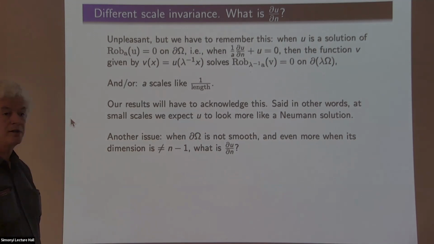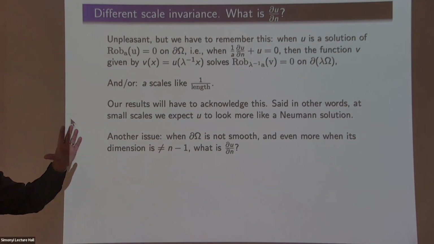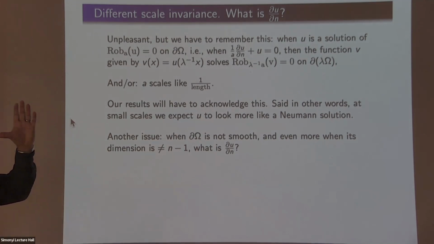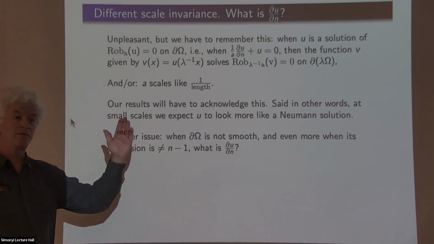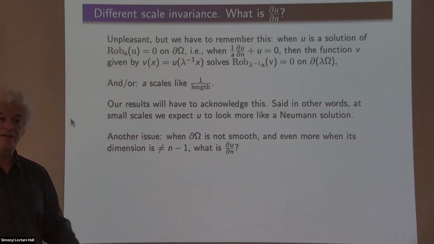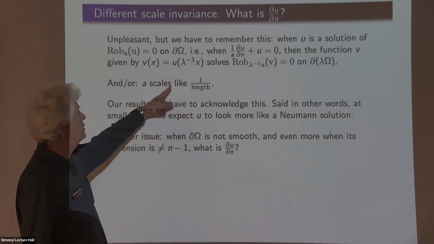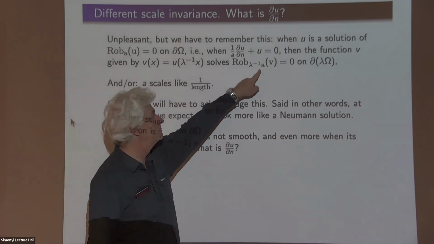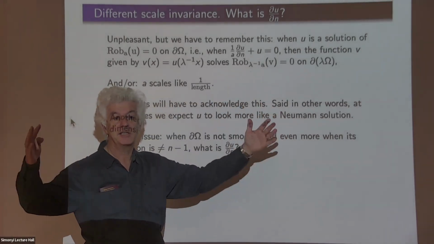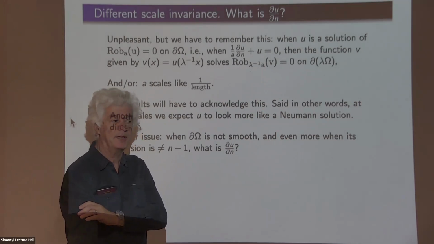Something amusing with this Robin problem is that it's not scale invariant in the usual way. For Dirichlet, we're used to this business that when you have a situation and you scale it to half the size, nothing changes. Here it's not true. One of the terms changes and the other one stays the same, which means that if you start from a solution of Robin and you change scales, you will get a solution of Robin, but with a different value of A. So scaling changes the value of A, and it's going to be important in the estimates.